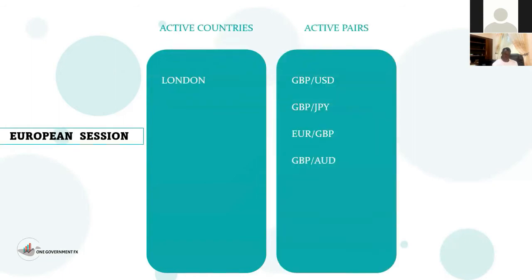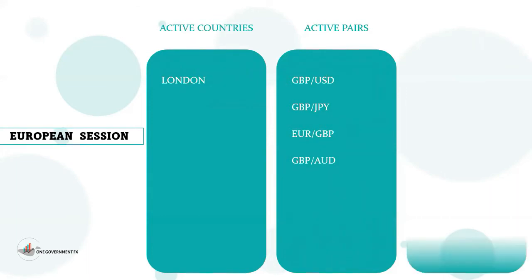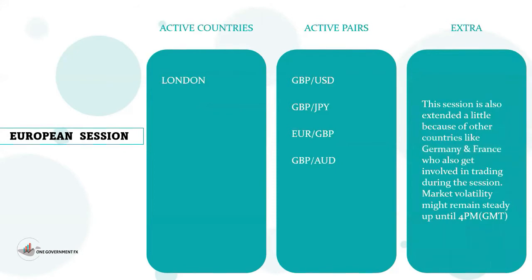For the European session, we have just London here because this is where most of the activity comes from. Although other countries like Germany and France may be involved, London is where most of the activity comes from. This session is also extended a little because of other countries like Germany and France, who also get involved in trading during the session. Market volatility may remain steady up until 4 p.m. GMT. So, like I said earlier, because of other countries and time differences, you could see a difference in the times the sessions start and end, because they may start a little bit early and end much further than expected.